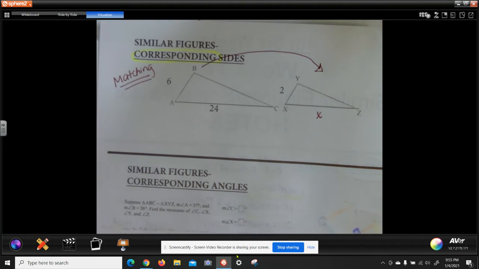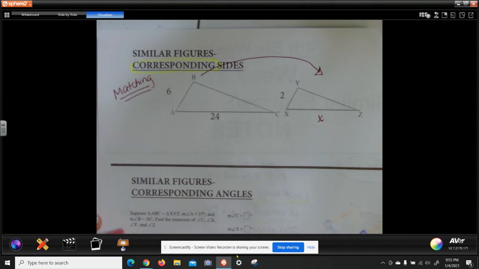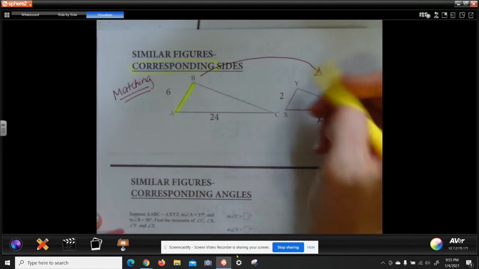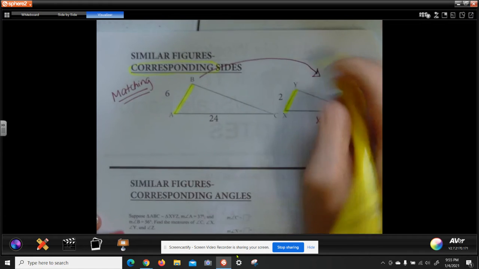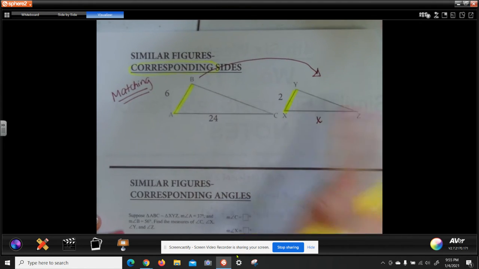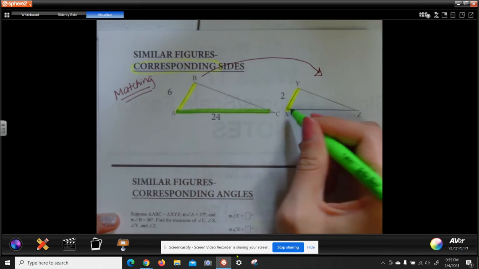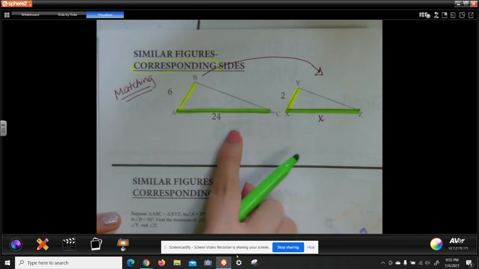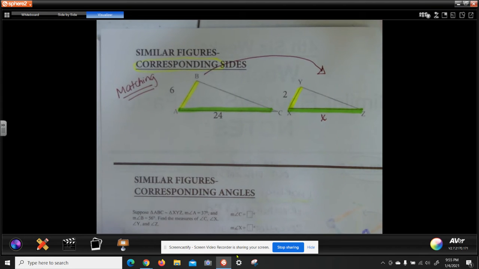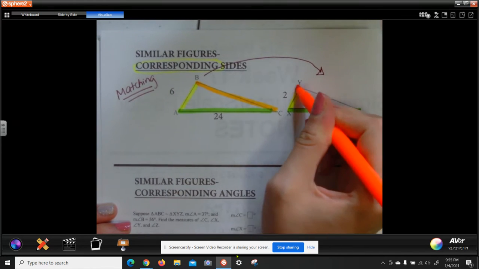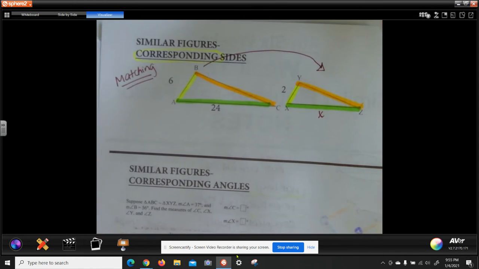So we need to get our pair that has two numbers. That's how I like to see it. AB measures 6 and XY corresponds to it and measures 2. So I have my first set of corresponding sides. Now I have AC corresponds to XZ. They match. They're in the same position, but one's bigger, one's smaller. And BC, the one that's sliding down, corresponds with YZ that's sliding down as well.